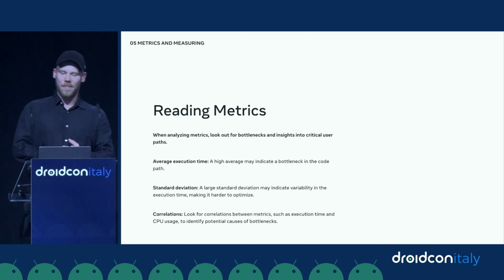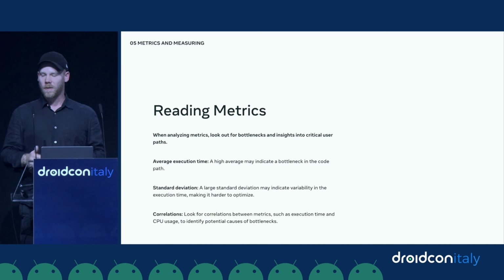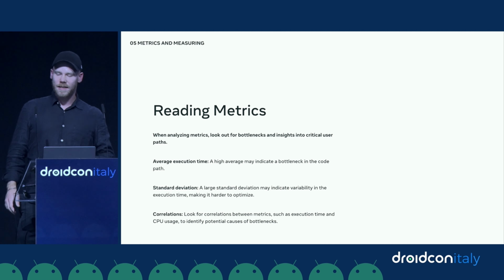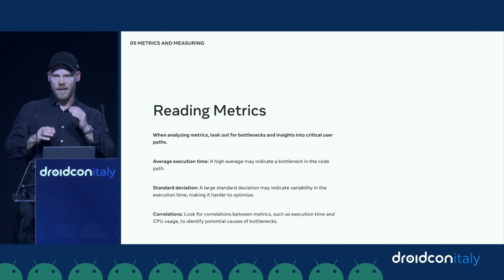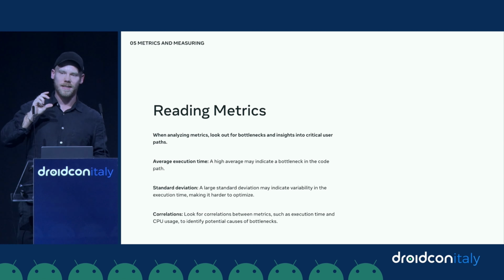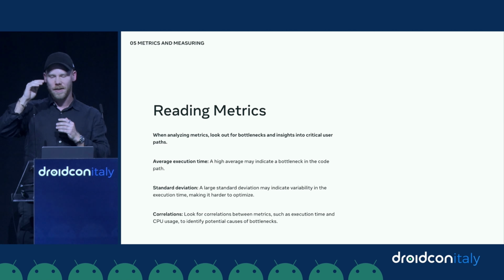So once we have this set up, we have to read the metrics. Usually we look for bottlenecks and insights into critical user paths. In the basic example, we would look at the average execution time. A high average may indicate a bottleneck in the code path. We will look at the standard deviation. If there's a large standard deviation, that means our metrics are fluctuating, we don't have a very concise confidence interval, but instead it ranges from, let's say, plus 20% to minus 20%.